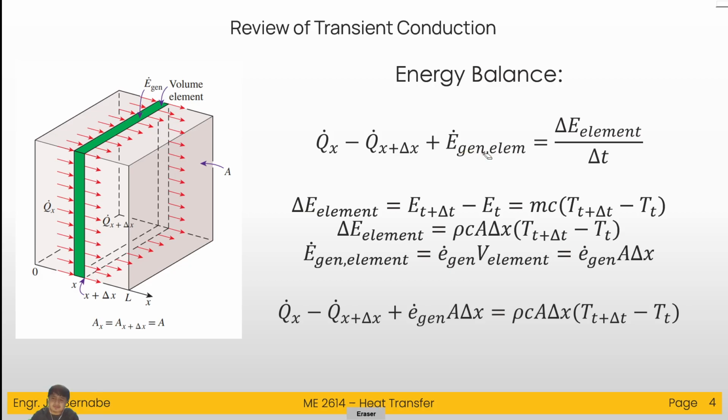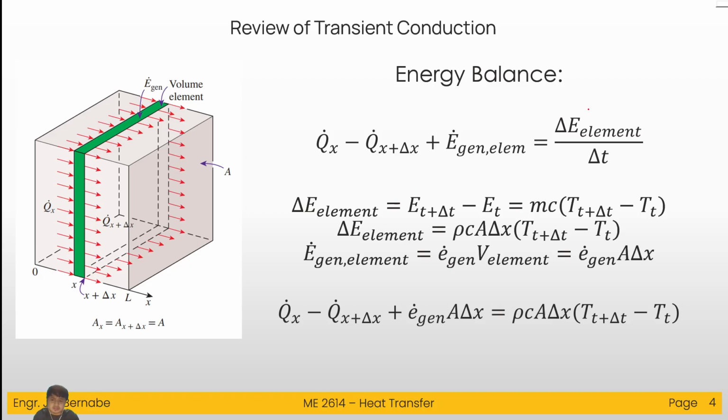So you have plus heat generation. Now, some of the energy will be stored within this element. You can imagine it like a pan. A pan can store energy and then disperse it later on. So basically, this is just what goes in, what goes out, and what is generated, and this is equal to the energy stored.